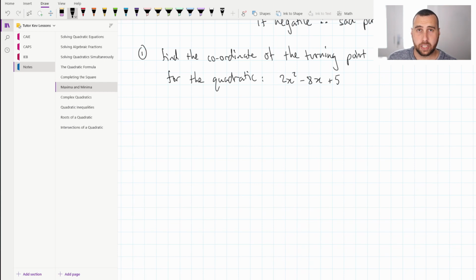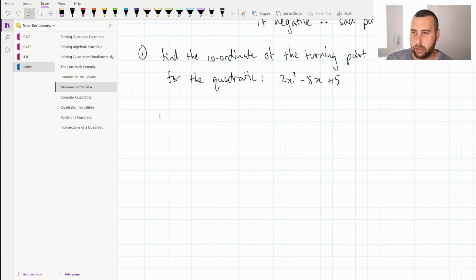So for this particular question, we need to understand, is it a happy or a sad parabola? And then from there, we can either make use of x is equal to minus b over 2a or the turning point form. So I'm going to use both methods here to determine the coordinates of the turning point.